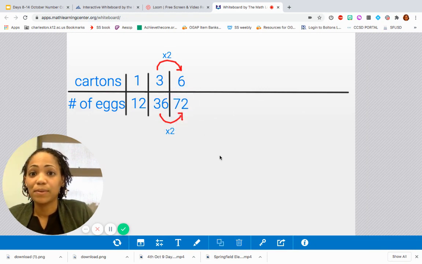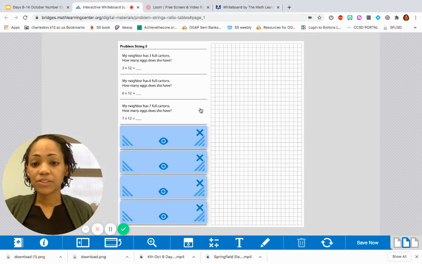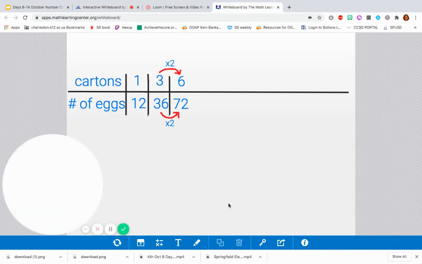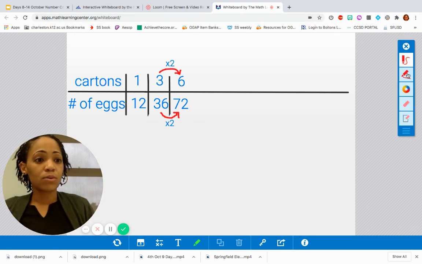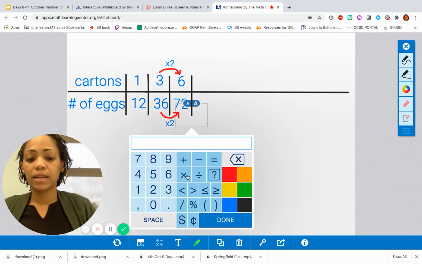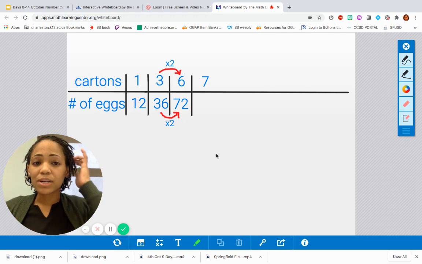All right, let's keep going. Now she has 7 full cartons. So how many eggs does she have now? That's 7 times 12. So I know that I need to add 7 here. But how can I use what I know, or what's already on my ratio table, to help me figure out 7 times 12? What can I do?